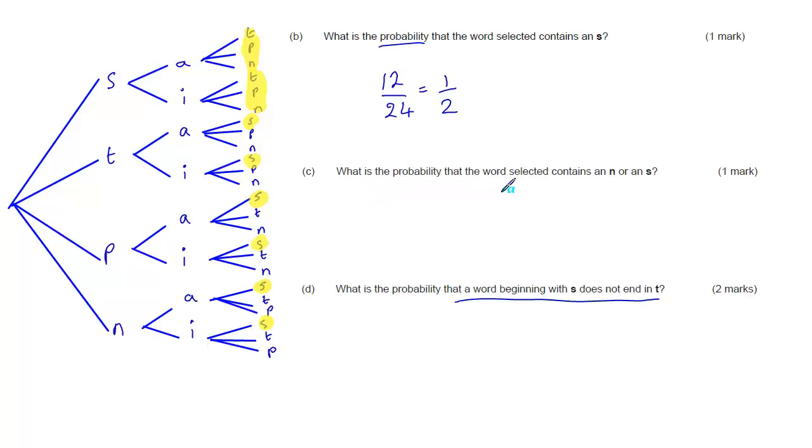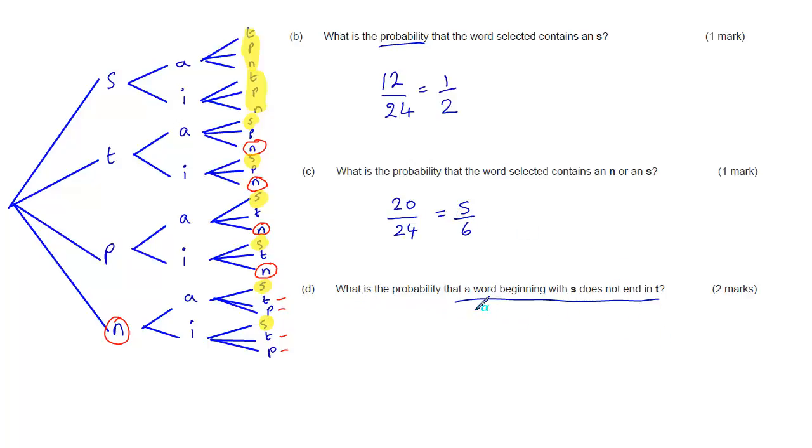What is the probability that the word selected contains an N or an S? So the ones highlighted contain an S, and let's now look for the ones that aren't highlighted but contain an N so that we don't double count. So there's 1, 2, 3, 4, and then we're going to have 5, 6, 7, 8 which contain an N from here. So we know there were 12 before, add an extra 8, so that's 20 over 24, and that can be cancelled down to 5/6, but you don't have to do that for the mark.